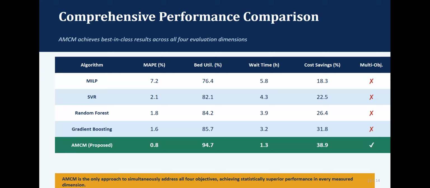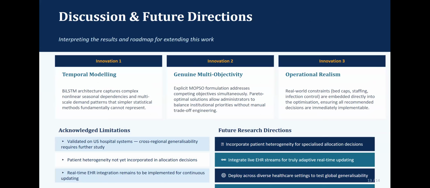For the multi-objective performance comparison, of course, the only algorithm that had this multiple objective performance was our AMCM, that is the proposed algorithm. So what is it? It is temporal modeling, genuine multi-objectivity, and operational realism. In the first case, we have used BiLSTM architecture, which captures complex nonlinear seasonal dependencies and multiple scale demand patterns that simpler statistical methods fundamentally cannot represent, and genuine multi-objectivity.